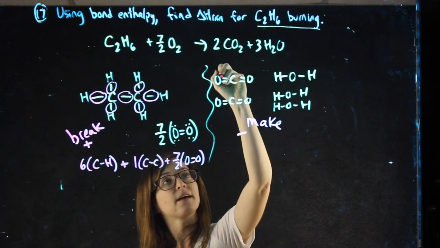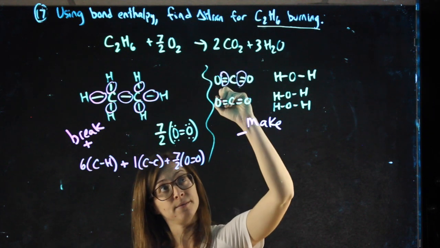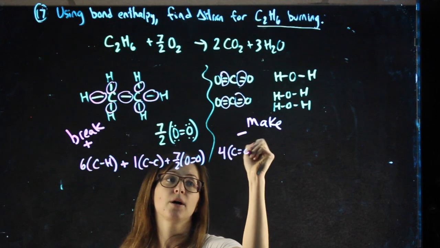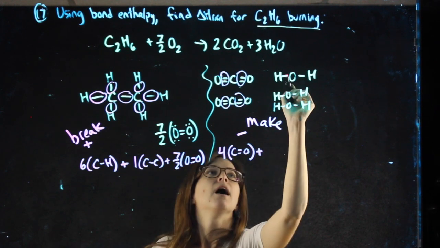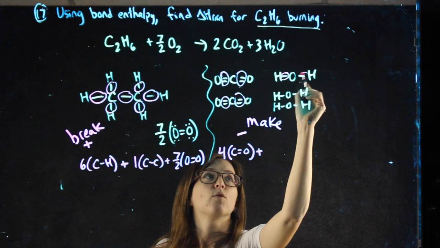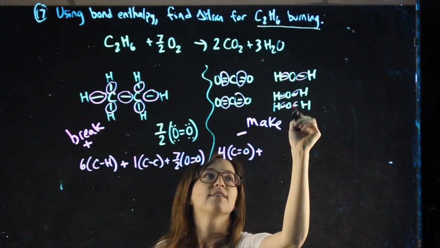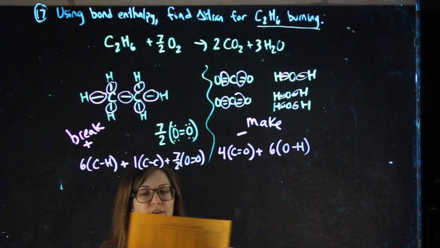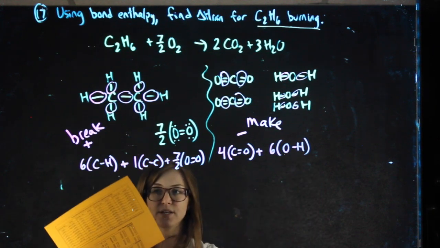The side I'm making, that's a C double bond to O, another one, another one, another one. So I have 4 C double bonds to O. In terms of O single bonded to H, I have 1, 2, 3, 4, 5, 6. Now I get the values from the back bottom of this chart.